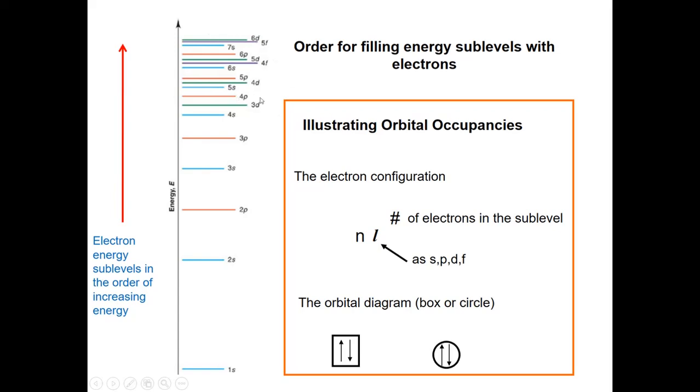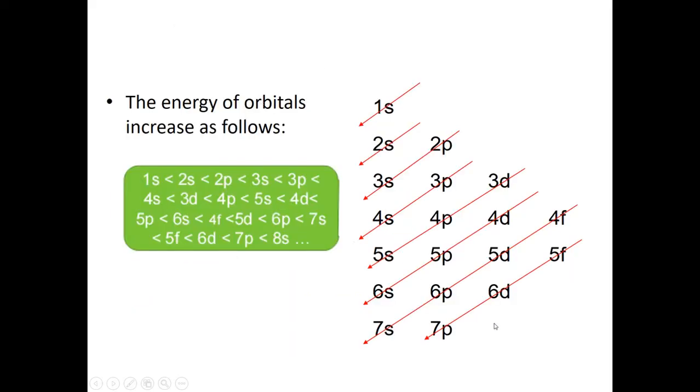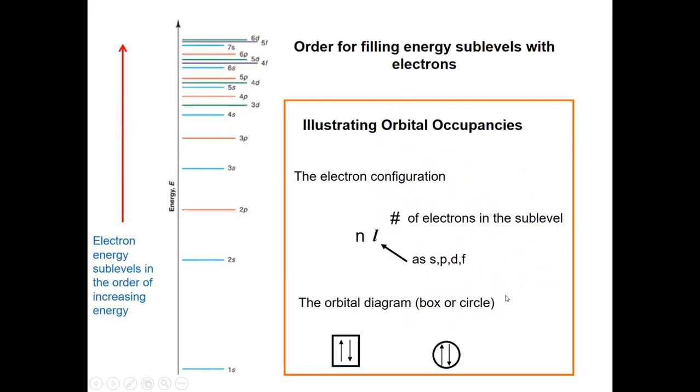6D. Where is 6D? 6D is here. Okay, and then the order for filling energy subshell. So dia punya illustrate macam ni. Kalau n, l, l is representing sama ada orbital s, p, d or f. And the orbital diagram, yang ni kamu nak isi dia punya elektron dia.